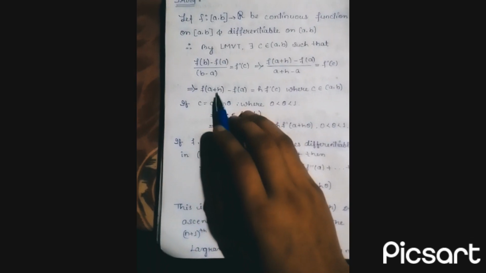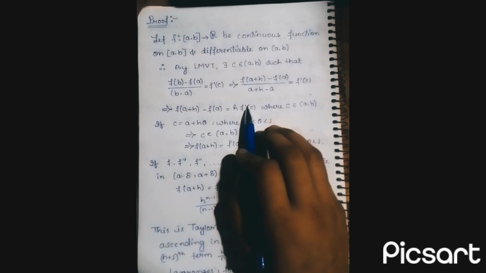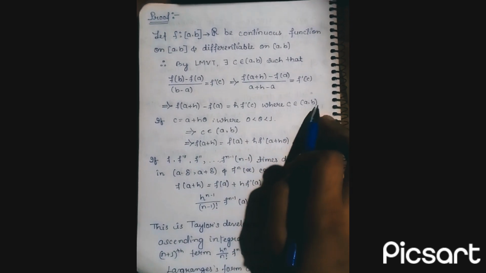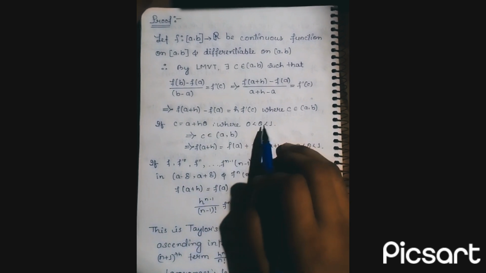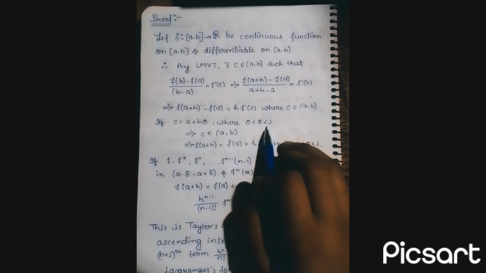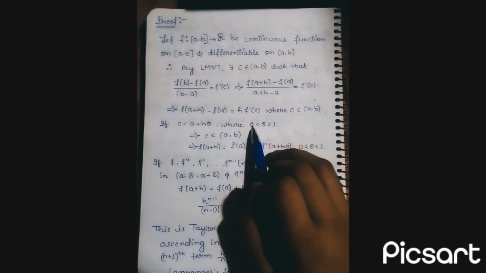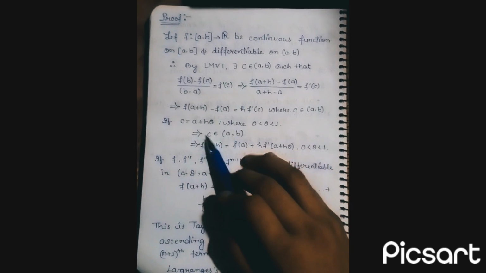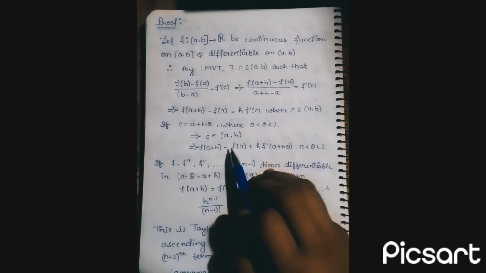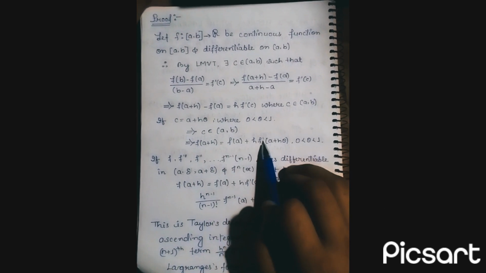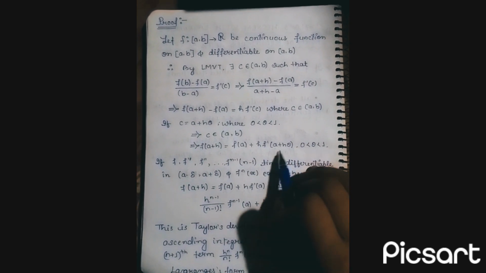This implies f(a+h) - f(a) is equal to h f'(c) where c belongs to (a,b). If c is equal to a plus hθ where θ is greater than 0 but less than 1, which implies c belongs to (a,b), which implies f(a+h) is equal to f(a) + h f'(a + hθ) where θ is greater than 0 but less than 1.